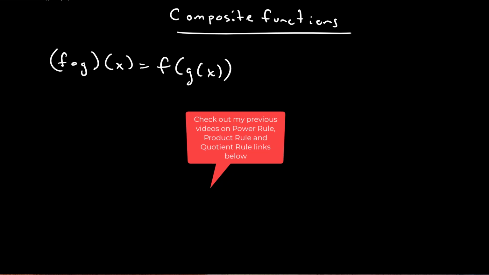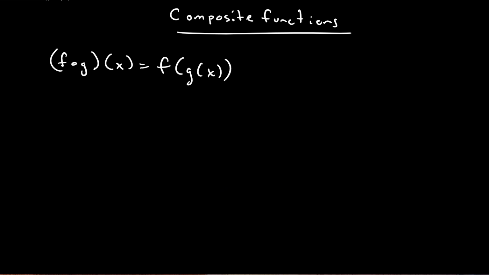In order for us to understand the chain rule, though, we have to kind of start with understanding composite functions. What is a composite function? Suppose I have two functions, f and g. The definition of a composite function is f of g of x. That is, f is a function of g of x. Let's look at an example.